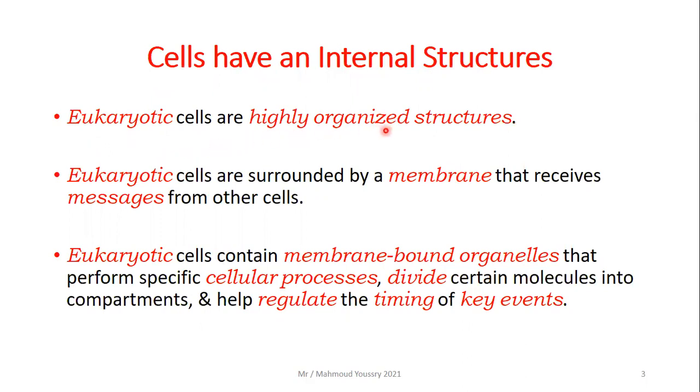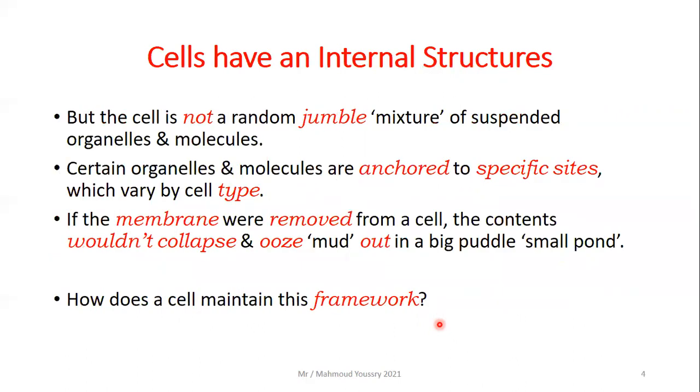Eukaryotic cells are highly organized structures. Yes, eukaryotic cells are the cells that have a nucleus and membrane-bound organelles, as we studied before. Eukaryotic cells are surrounded by a membrane that receives messages from other cells. These eukaryotic cells contain membrane-bound organelles that perform specific cellular processes, divide certain molecules into their compartments or into smaller portions, and help regulate the timing of key events like the division of the cell, for example.